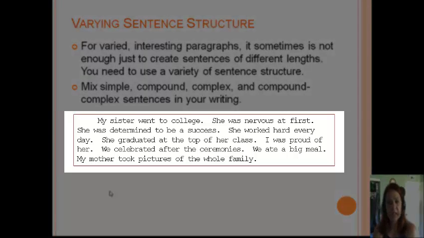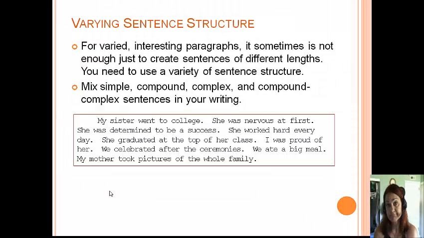Okay. My sister went to college. She was nervous at first. She was determined to be a success. She worked hard every day. She graduated at the top of her class. I was proud of her. We celebrated after the ceremonies. We ate a big meal. My mother took pictures of the whole family. Okay, what kind of sentences are those? They're all simple sentences, right?